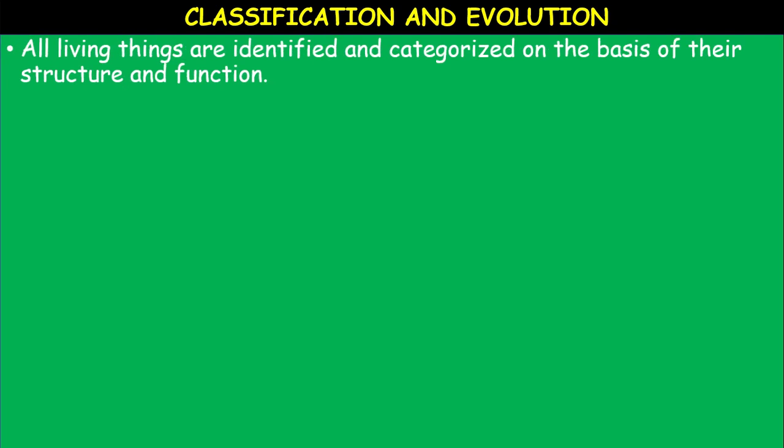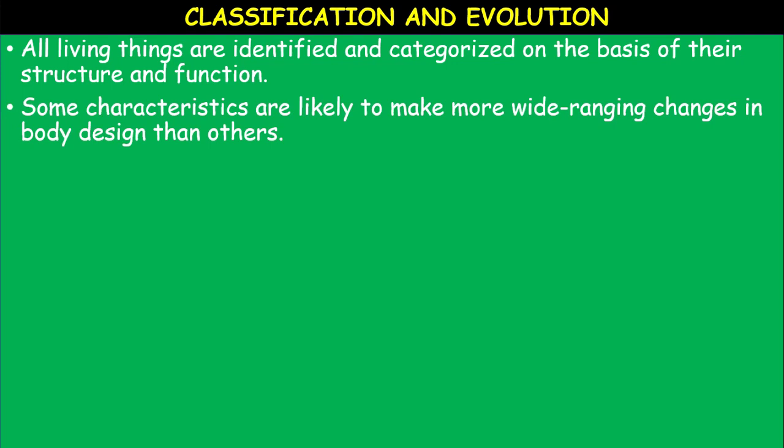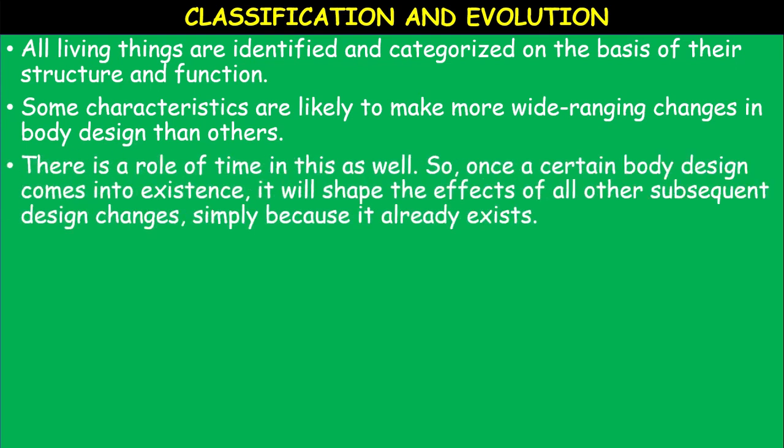Classification and evolution are closely related. All living things are identified and categorized on the basis of their structure and function. Some characteristics are likely to make more wide-ranging changes in body design than others. There is a role of time in this as well. Definitely, time plays a very important role.